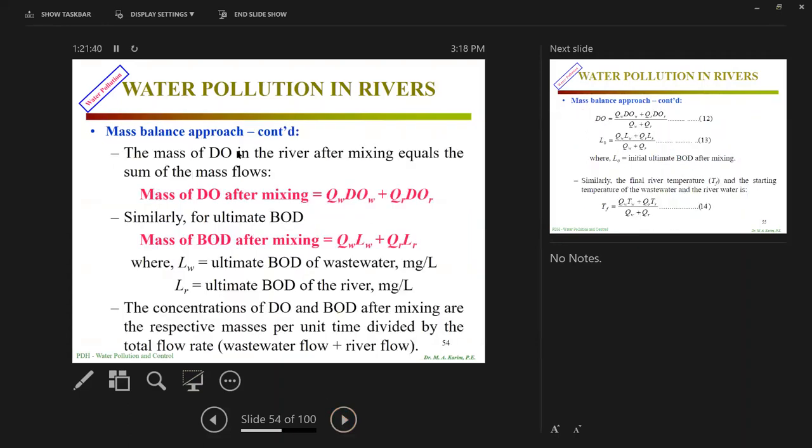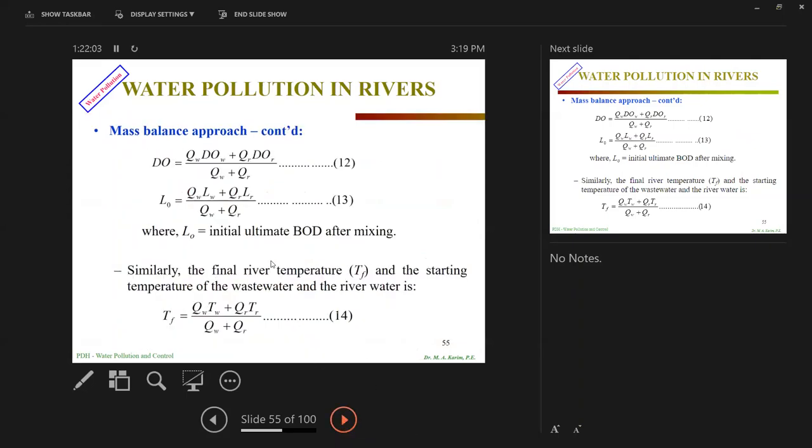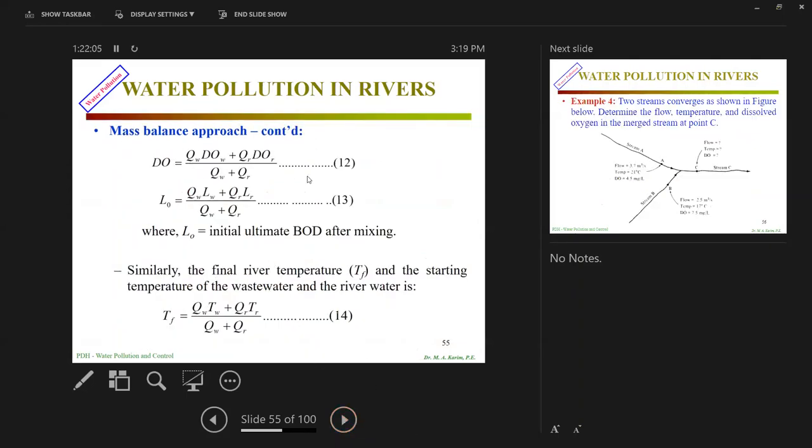So, mass balance, again: the mass of the DO in the river after mixing equals the sum of the mass of the flows. That means this is the mass after the mixing of the flows. And the BOD after the mixing, if I have the waste BOD as L, and the river BOD as LR, that's how we do it. So it has everything. Okay, so now this is the one we call the weighted average.